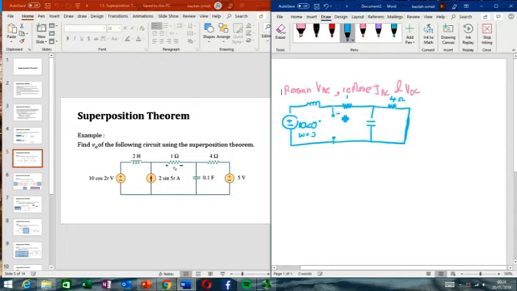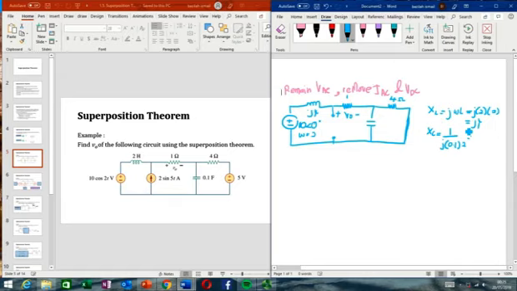So we need to find what is V naught at the 1 ohm resistor and calculate the values for XL and XC. By using j omega L for XL, j omega is 2 and L is equal to 2, so the answer is j4. Then for XC, 1 over j omega C, where C is 0.1 multiplied with 2.